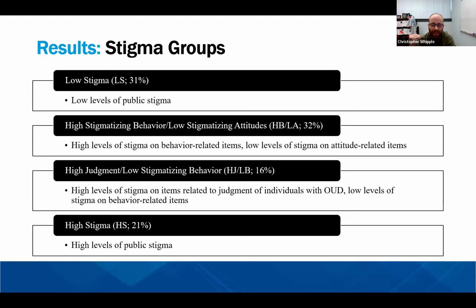So we see that there's a wide range of stigma in our rural groups. It's not just that everybody in rural counties is stigmatizing toward people with opioid use disorder. Sure, some people are, but a lot of people are supportive. A lot of people are willing to engage in relationships with people who are in recovery or people who have OUD. And there are a large proportion of people who have very low levels of stigma.